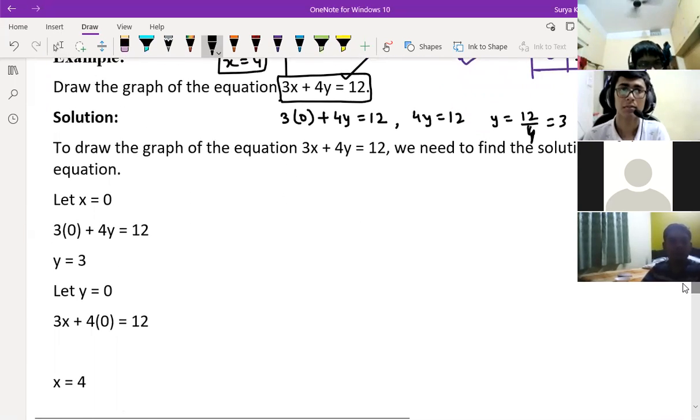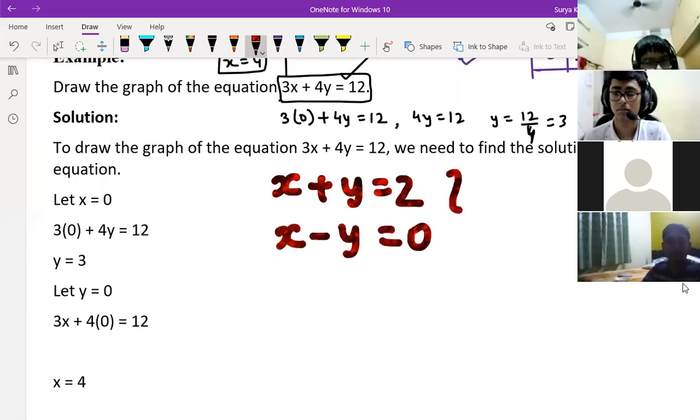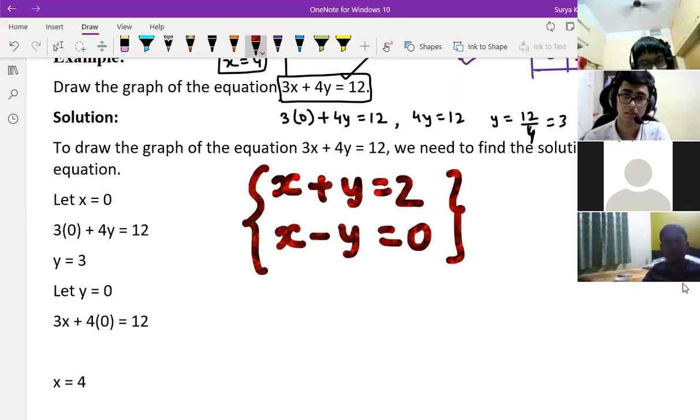How do you know? Suppose a pair of two equations will be there. If x plus y is equal to 2 and x minus y is equal to 0, how many solutions will come for this pair of equations? Tell me. Is that a third variable z or 2, sir? It is 2. x plus y is equal to 2 and x minus y is equal to 0.